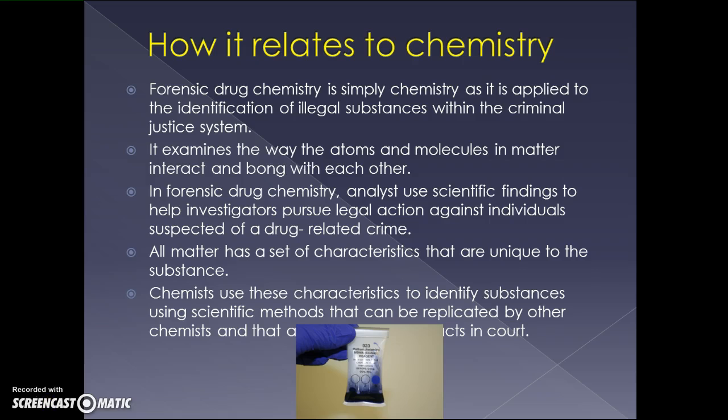How it relates to chemistry. Forensic drug chemistry is simply chemistry as it is applied to the identification of illegal substances within the criminal justice system. It examines the way atoms and molecules in matter interact and bond with each other. In forensic drug chemistry, analysts use scientific findings to help investigators pursue legal action against individuals suspected of a drug-related crime. All matter has a set of characteristics that are unique to the substance, and chemists use these characteristics to identify which substance it is.